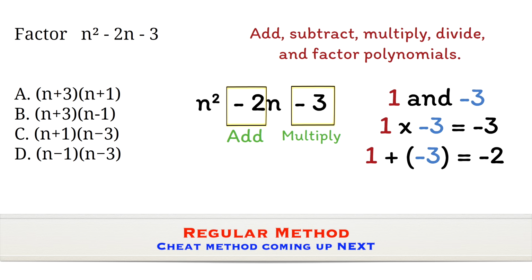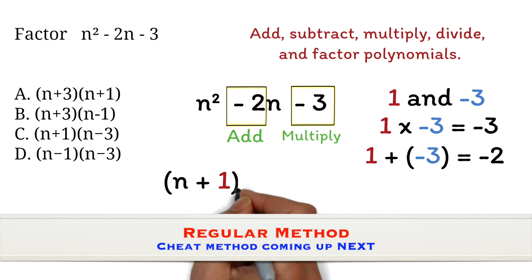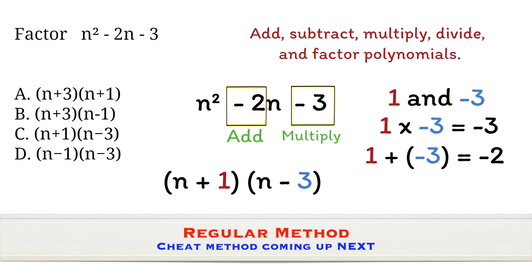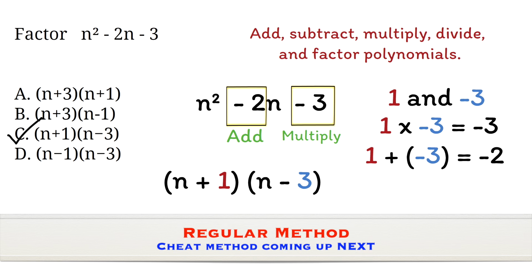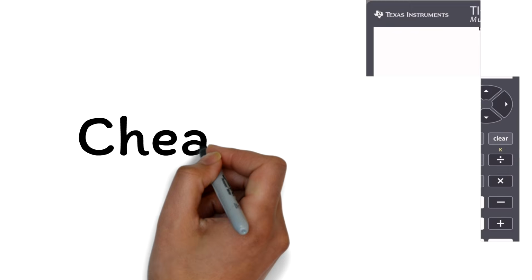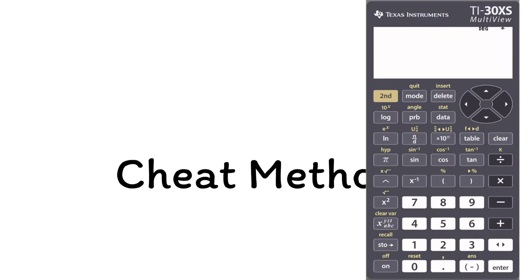After finding these numbers, all you'll do is put them in parentheses with the variable n, and you are done. So we have n plus 1 and n minus 3. Therefore, our final answer is option C, n plus 1 times n minus 3. Please note, this shortcut method only works when there's no number in front of the n squared. In math, we say the coefficient of the n squared is 1. This is straightforward. Now let's talk about an amazing cheat for the GED test.